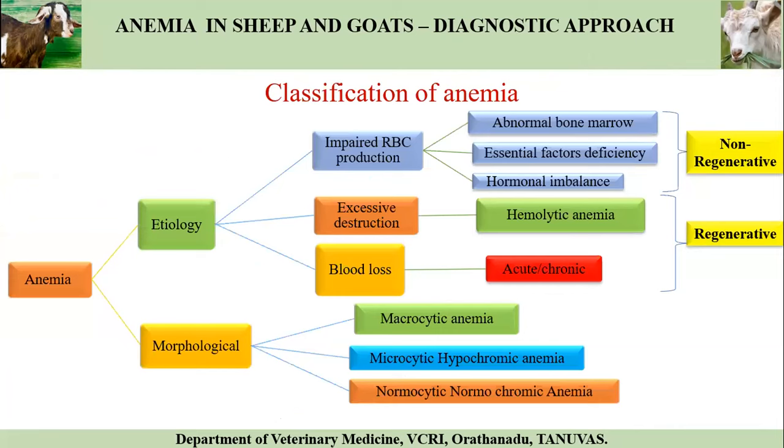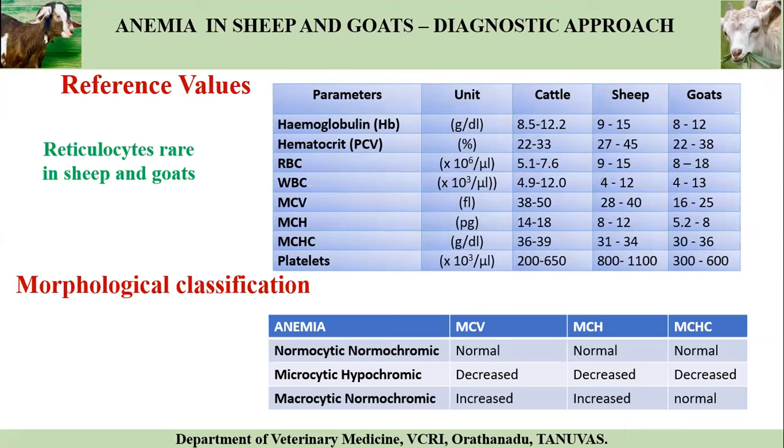Again, remember these regenerative and non-regenerative causes of anemia for a better diagnostic approach to anemia in sheep and goats. Hemolytic anemia and acute or chronic blood loss count under regenerative causes, whereas non-regenerative means there is no production of reticulocytes, due to abnormal bone marrow, deficiency of essential factors, and hormonal imbalances. Before assessing a patient, one must know the normal hematological values and the lab conditions.